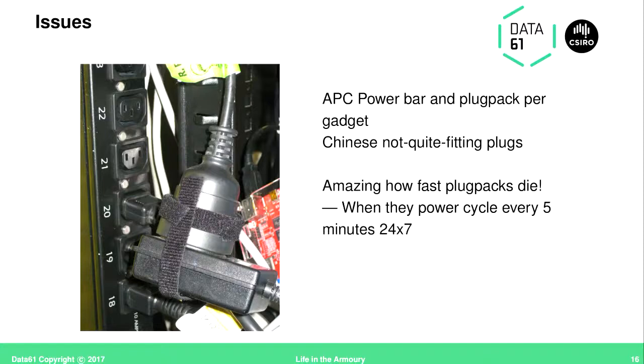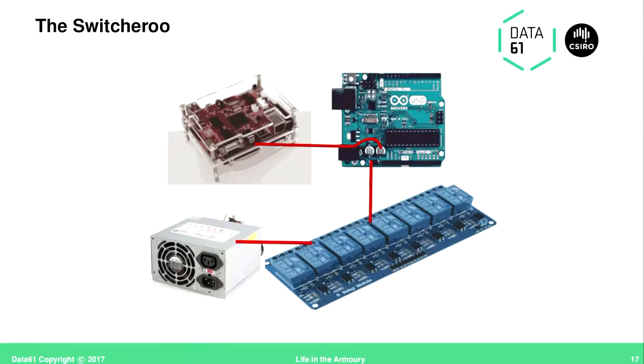Third problem. We have a testing and tagging team that comes around every year and tries to make sure that everything is kosher and up to Australian standards. When they find those Chinese ones, they throw them out. That gets expensive too. So we designed a switcheroo. We bought a cheap relay board off eBay for about $5. An Arduino UNO that we happen to have lying around.